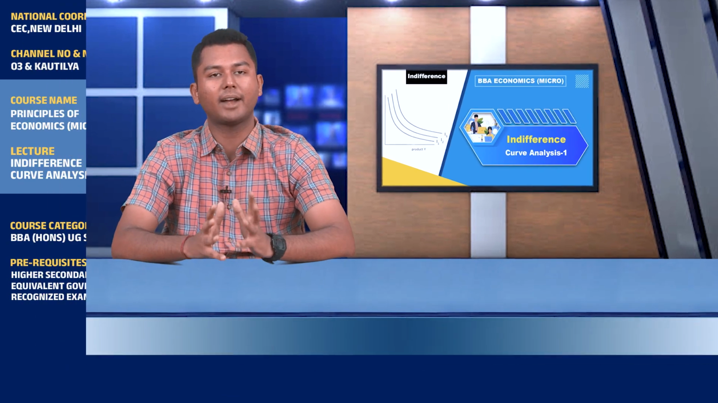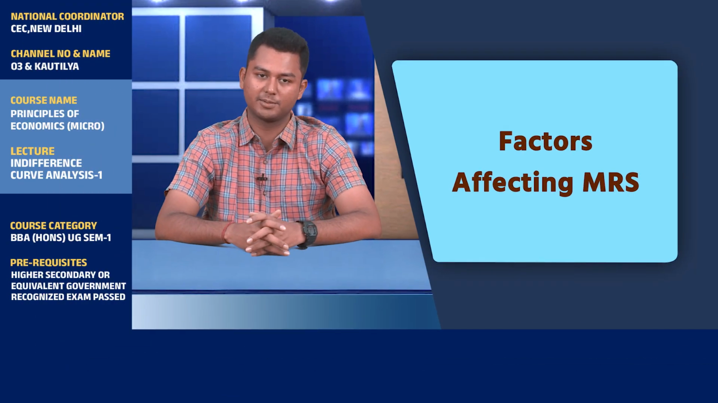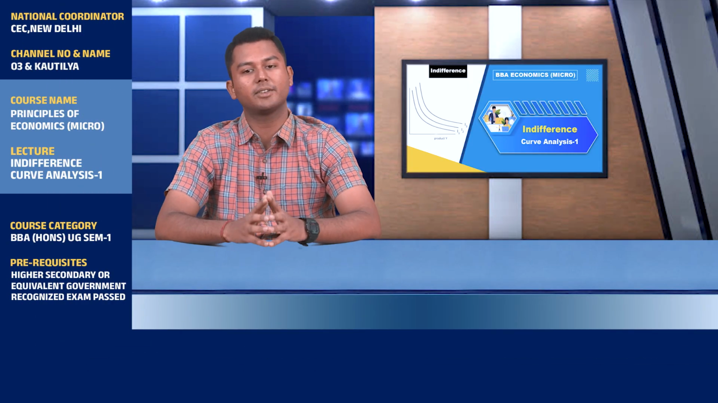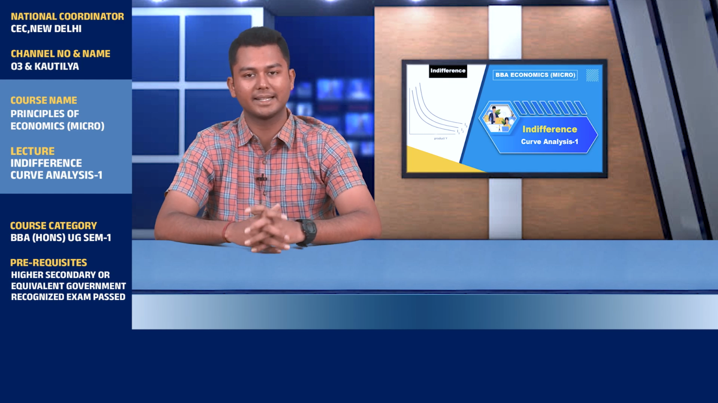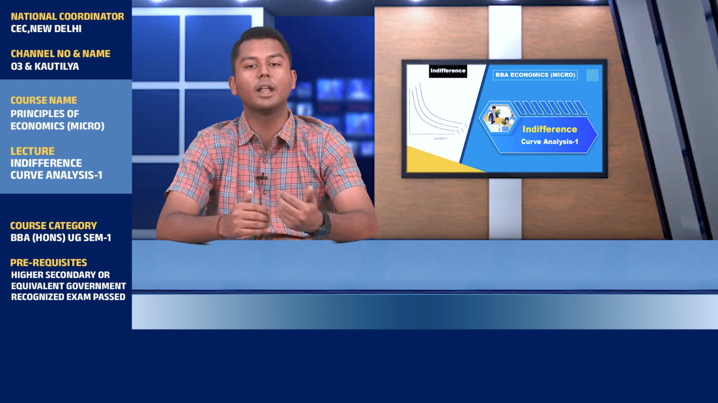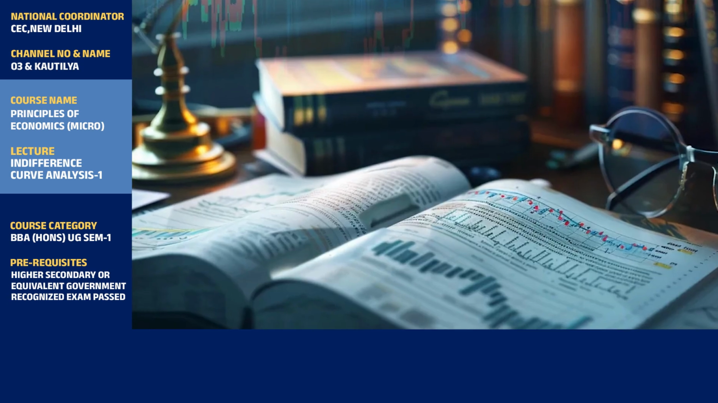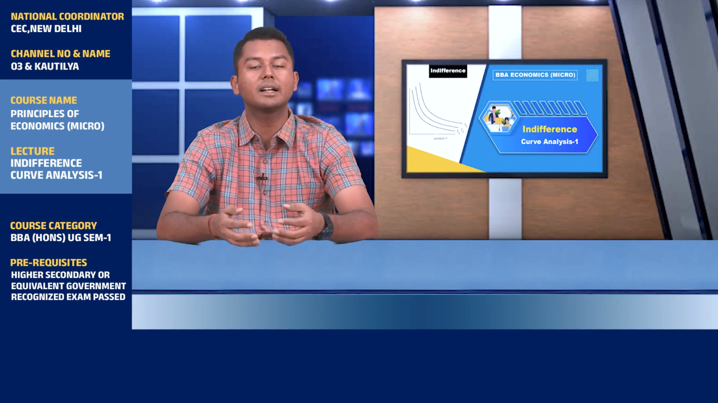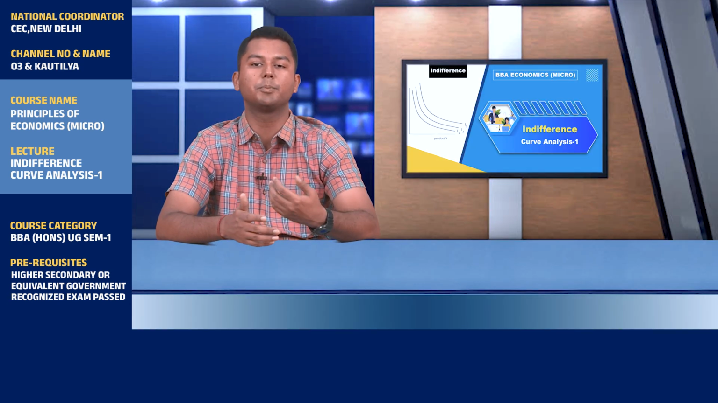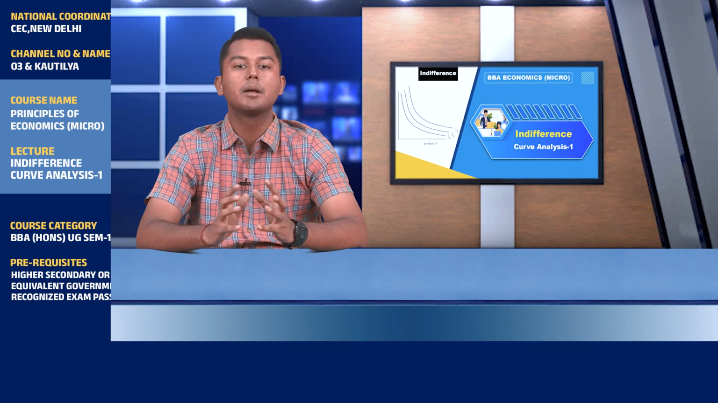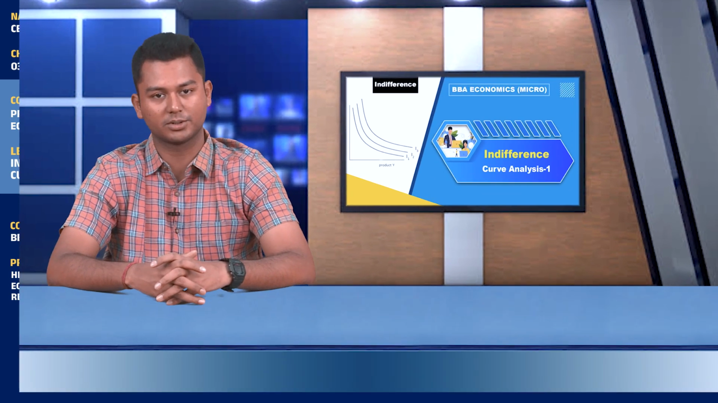Now let us look at the factors affecting marginal rate of substitution. Personal preferences strongly influence MRS values. Someone who loves reading might have a low MRS when trading books for other goods, meaning they are reluctant to give up books. Someone who prefers active entertainment might have a high MRS for books.